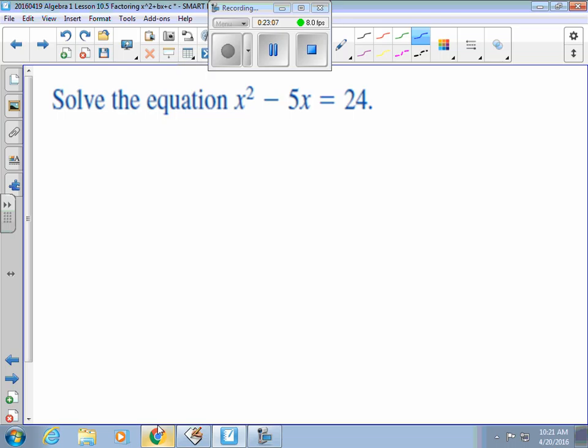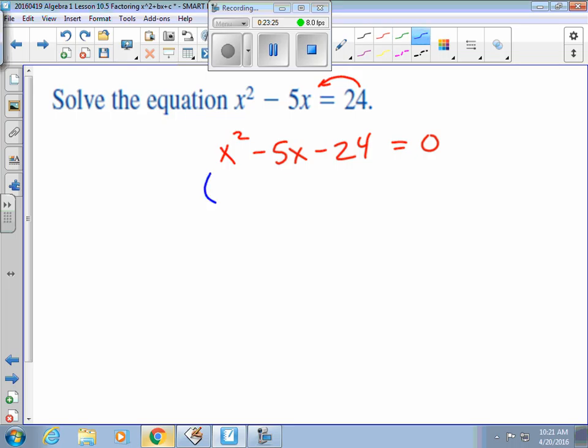For this one, the first thing you want to do, make it say standard form. Bring 24 over. It's positive 24. You need to subtract it on both sides. That'll leave you with x squared minus 5x. Neither one of those moved. Minus 24 is equal to 0.